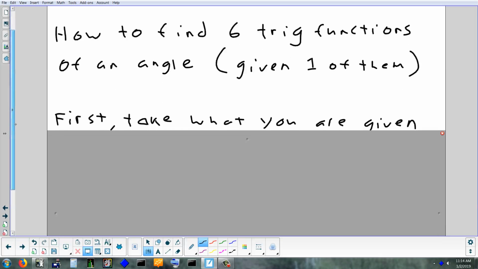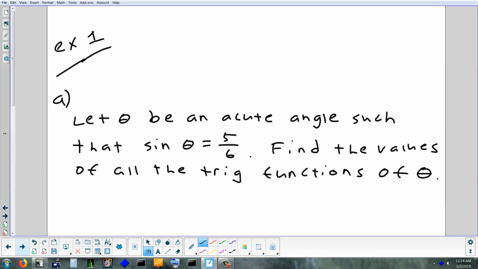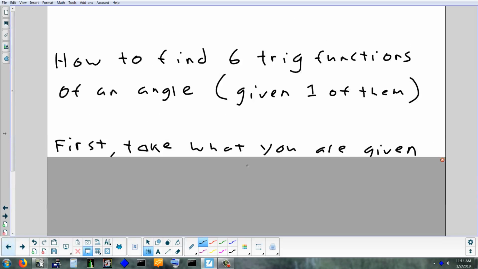All right, so the next problem we're going to look at is going to be something like this. They're going to tell you 1 out of 6 of the trig functions, and from there, we're going to figure out all of the other 5. So first, if they want you to figure out all 6 trig functions and they give you one of them, well, they're giving you a fraction. If you're getting a trig function, you're getting a fraction.